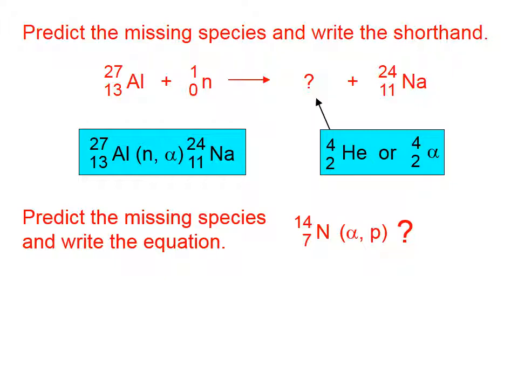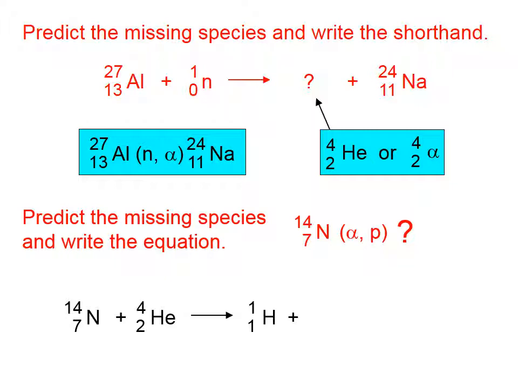Here we're given the abbreviated version of the equation. Let's go ahead and write that out. We have nitrogen 14, an alpha particle, which we can write 4 over 2 He because it is a helium nucleus, or if you want to put the alpha symbol there, that's okay too. A proton is simply something that has a charge of positive 1 and a mass of 1. I wrote it with an H, but you could put a lowercase p there as well. What must be the other species?